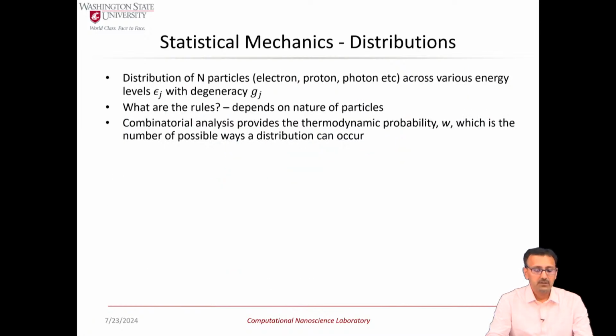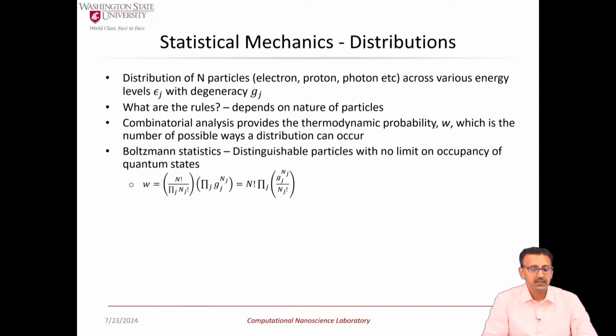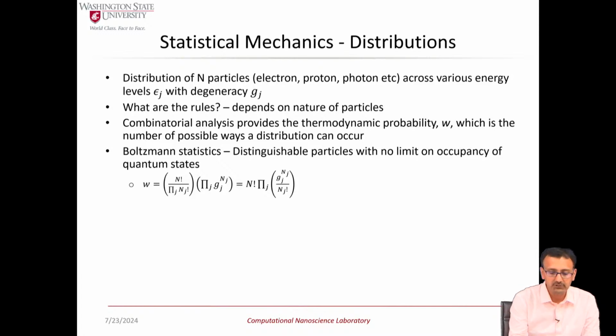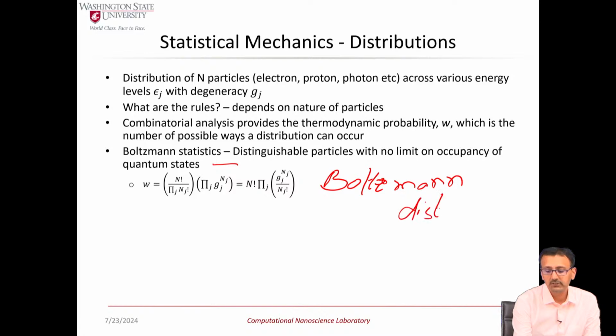Okay. So, coming back to that previous slide where I introduced the main idea of how we distribute these particles in different energy states. There are 3 very popular distributions depending on the nature of the particle. The most common, or the simplest one I would say, is what is called Boltzmann distribution, and the name of the statistics associated with it is Boltzmann statistics.